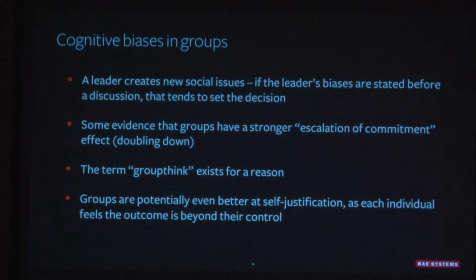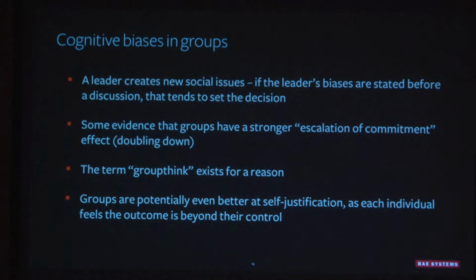Also, there's some evidence that groups have a stronger escalation of commitment, which is the doubling down effect. So basically, think about it like a feedback loop where if you've been pursuing one strategy, it doesn't necessarily work. Are you really going to be the person that's like, well, we just invested, say, $1 million in this project, but it's not working, so now we need to do something else? Like it takes, I guess, a certain level of gall, but also, again, a slight departure from how people typically behave in order to actually do that. So again, the term groupthink exists for a reason.